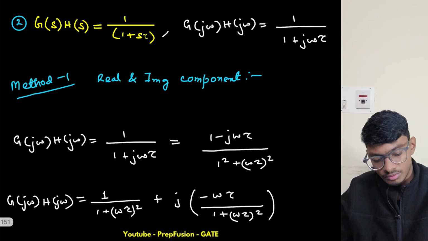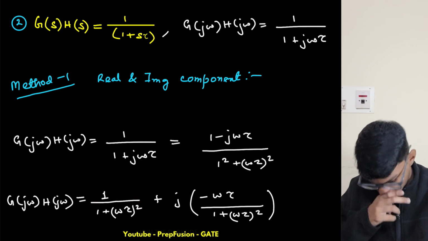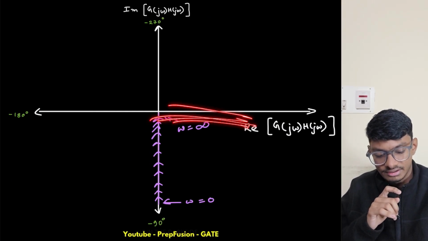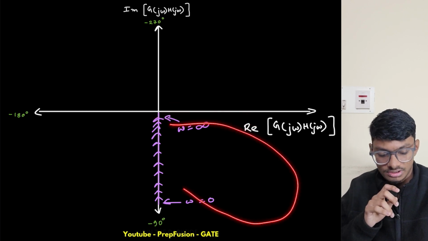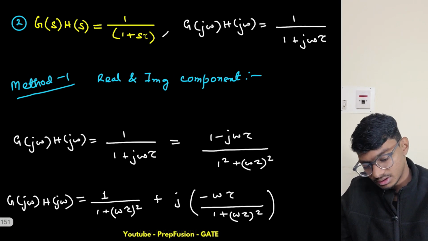And my real component, what about my real component? Real component is always positive, right? So my x is always positive, so it will lie in this right hand side, and my y is always negative, so it will lie in this quadrant itself. So from here you can find an estimate of where my x and y coordinates will lie, right?